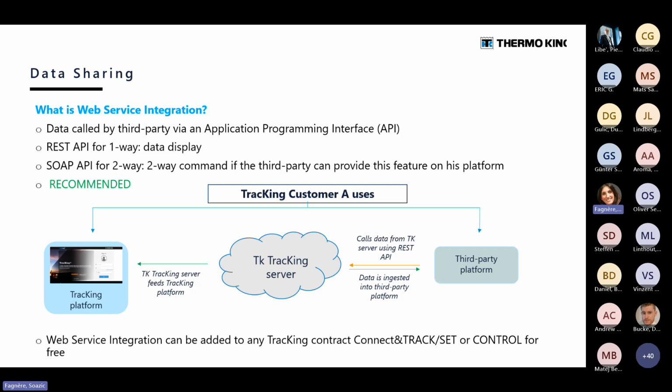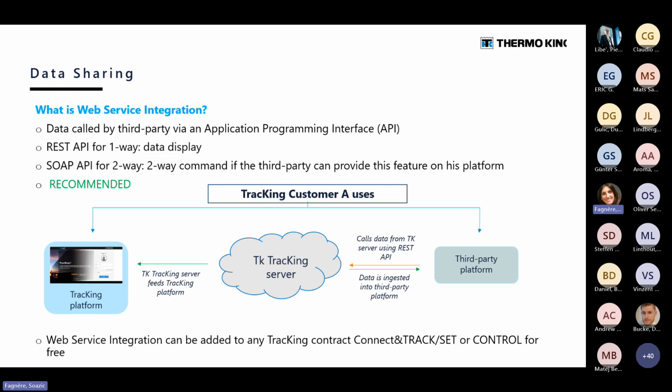And then it can add on the top of any tracking contract the web service integration. So it can say, I want to share my TK units data with this third party. The way it works is that the third party has to use what we call an API, application programming interface, and this interface is already developed by us. So for getting the data from our server, this is the REST API.